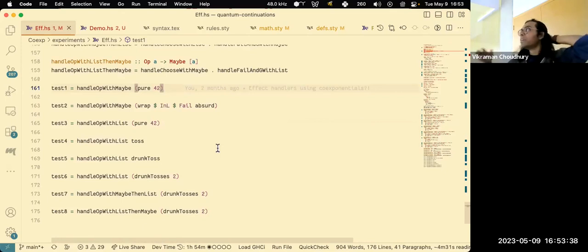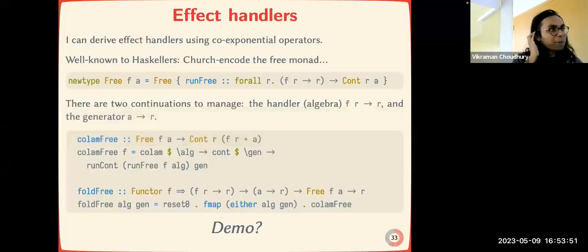And yeah, so there's a way to recover the CPS encoding of effect handlers, I believe, using this understanding. I'm not sure if it matches the same thing that you guys are doing, but yeah, we can try to.